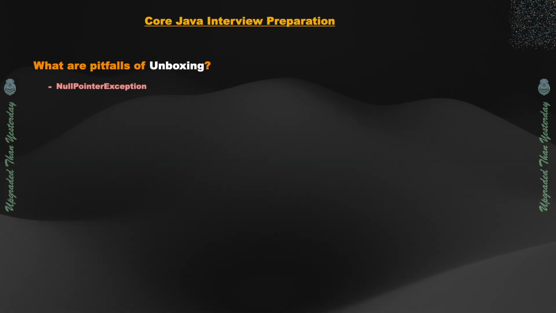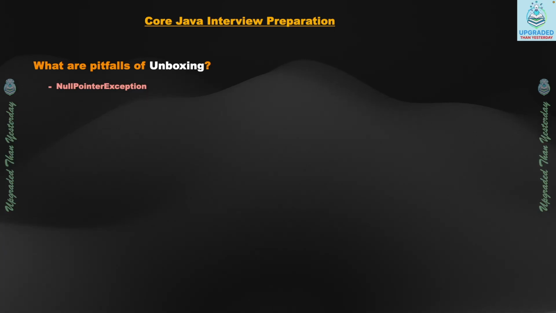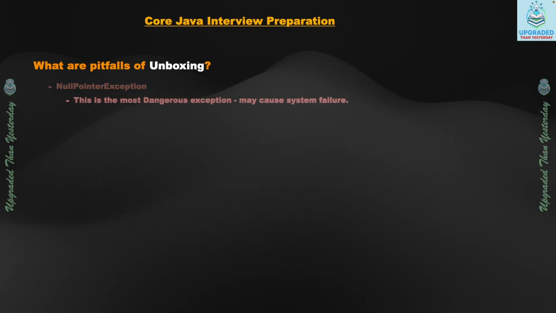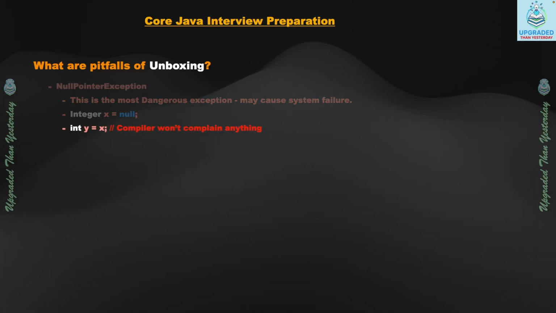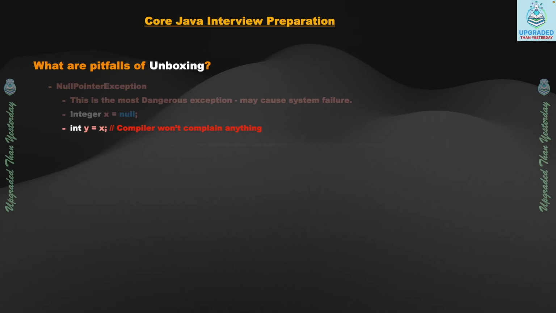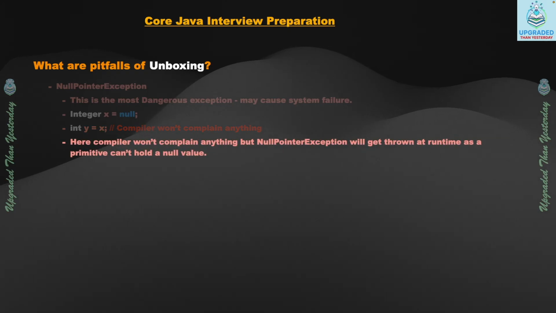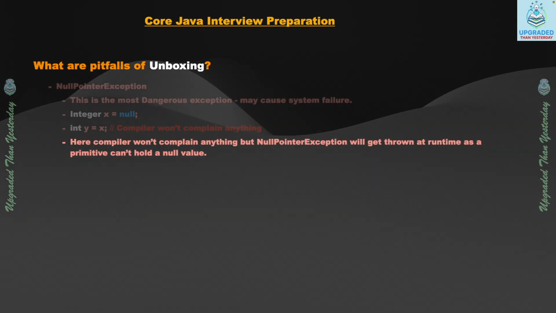Now let's understand the pitfalls of unboxing. First pitfall is NullPointerException. This is one of the dangerous exceptions because it causes system failure. Look at the code. Since a primitive value can't be assigned a null value directly, we have created a wrapper object with null value and that object is assigned to the primitive. Here JVM won't complain anything at compile time, but it will throw a NullPointerException at runtime.